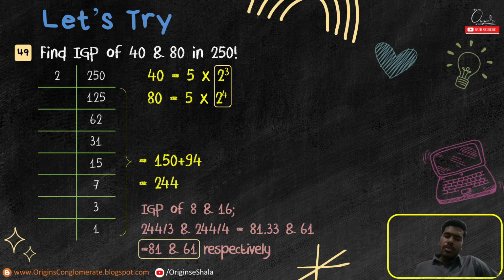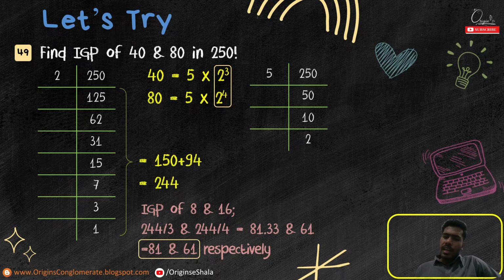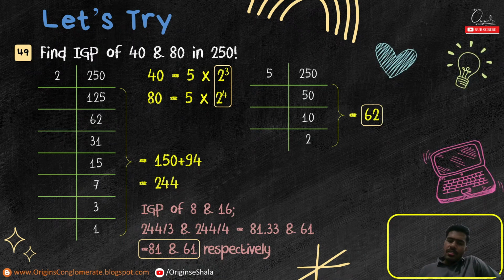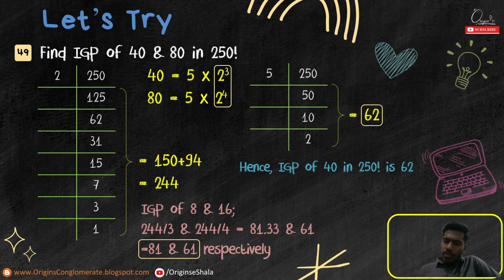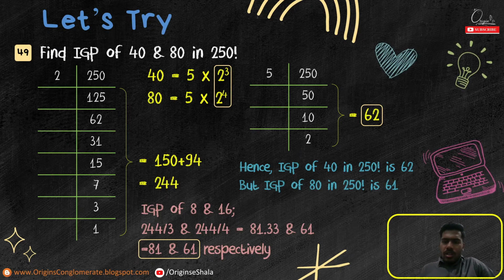Now, if I do the same thing for 5, I'll be left with 62. Interestingly, this IGP is between 40 and 80, because IGP of 40 would definitely be 62, because 81 and 62, the lower number is the combination that we need. But for 80 it will become 61, because I may have an extra 5 but I don't have a 2 to spare for making again 80.